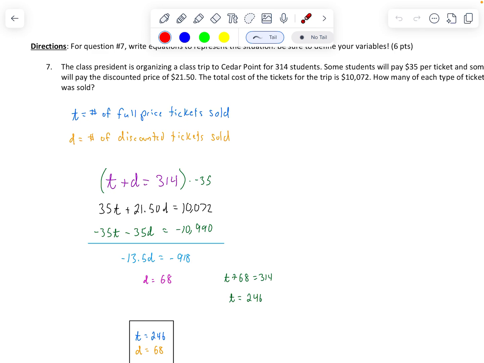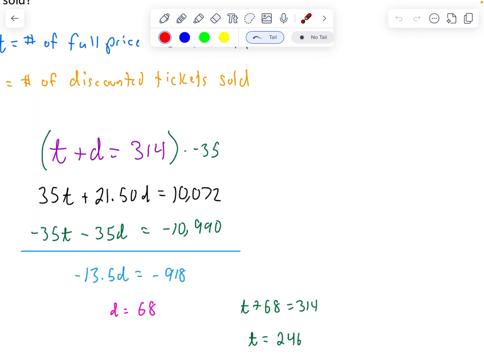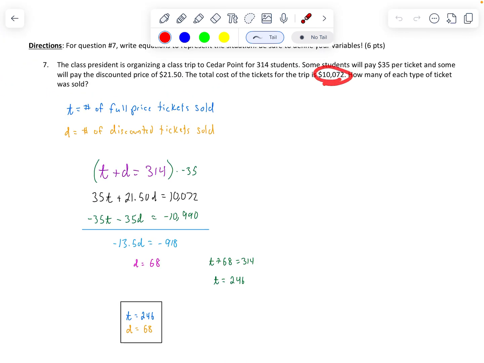So there's two equations that are typical. One I call a cost equation. So in the cost equation, you know the total cost of something, $10,072. So you're going to have an equation that is equal to 10,072. The equation that is equal to 10,072 is the cost of something times how many of those things you have, plus the cost of something else times the number of how many of those things you have.